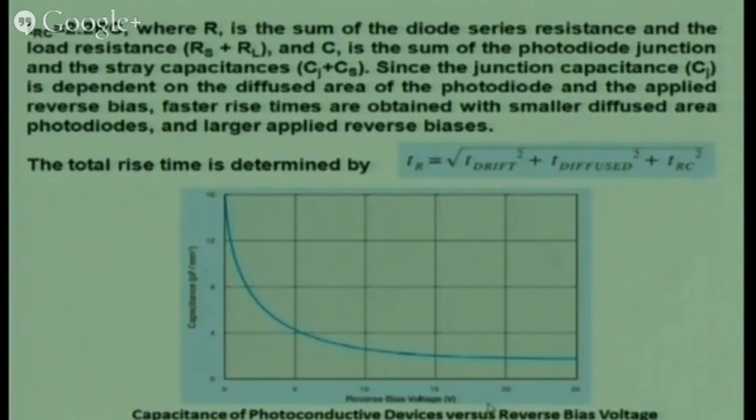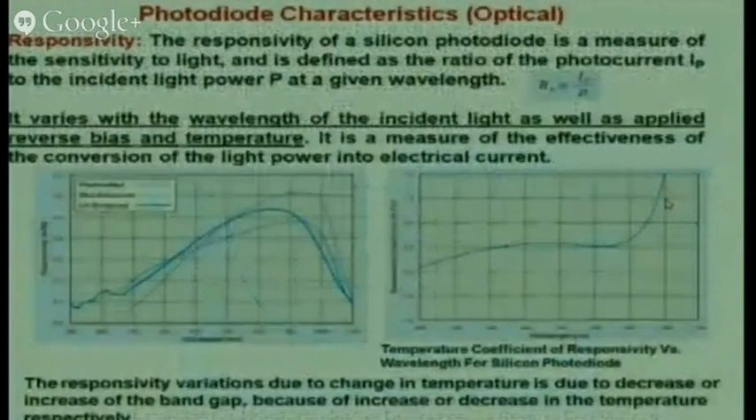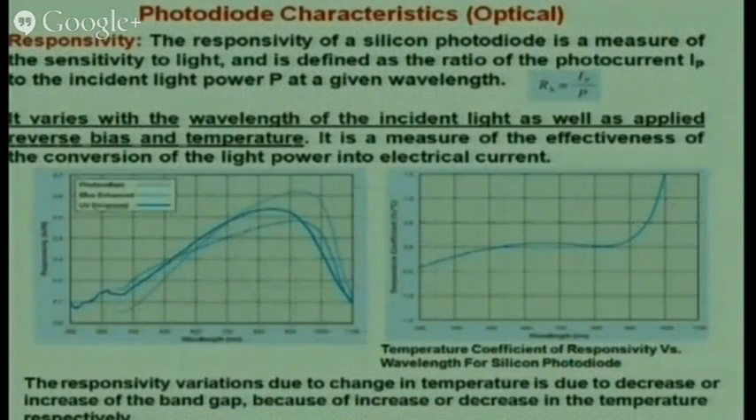So the total rise time is governed by T drift because of the external bias voltage I have applied, the diffusion when there was no external bias, and the RC time constant, which is based on the R and C parameters of the diode and the external parameters. So these are the electrical parameters which I look for in photodiodes.